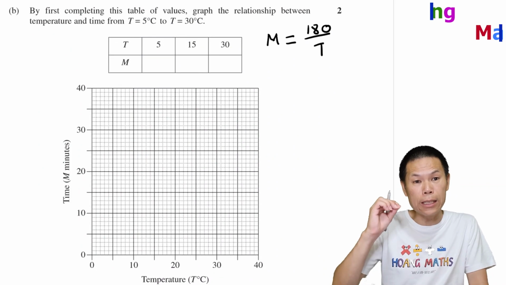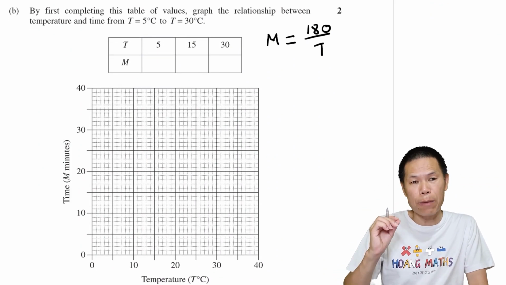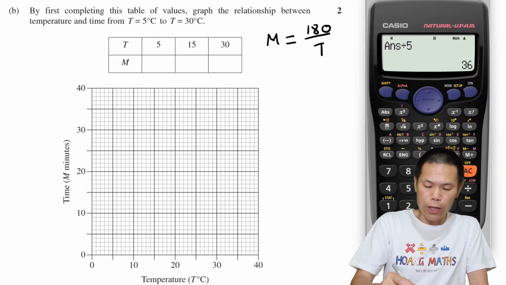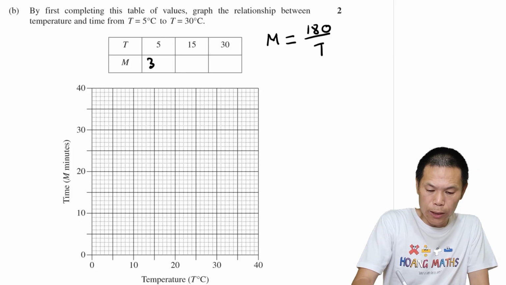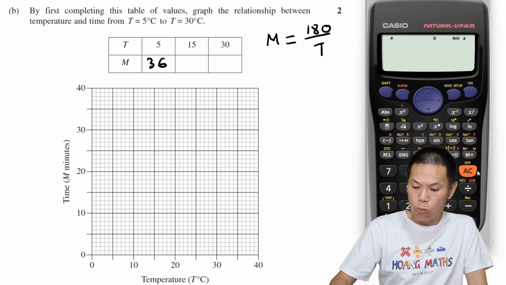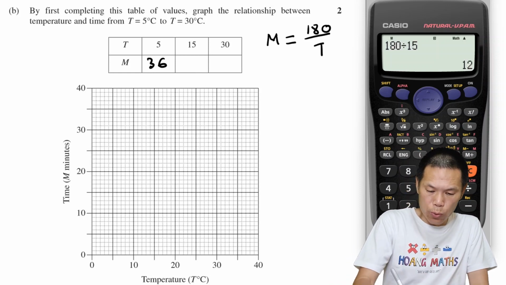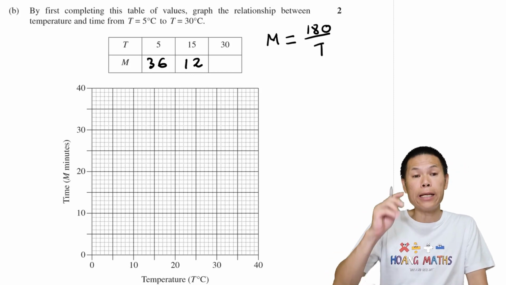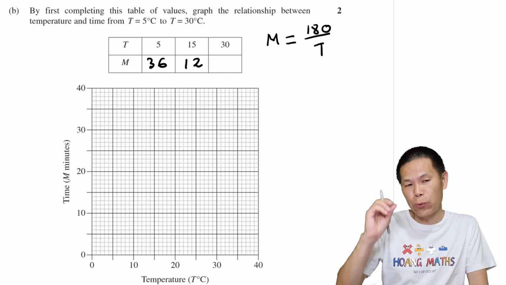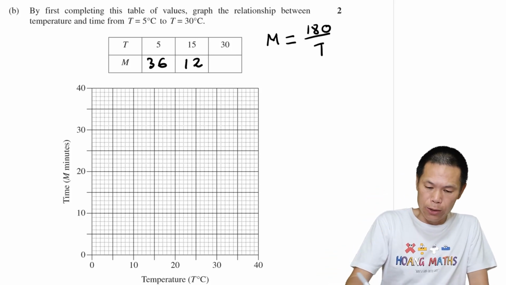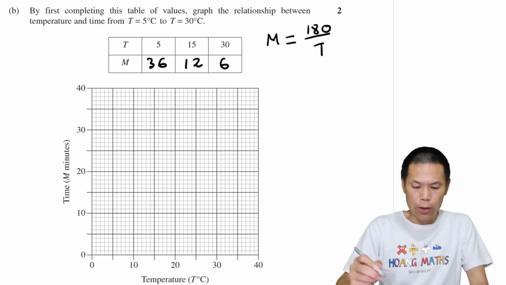So when T is 5, 180 divided by 5 is 36. And when T equals 15, 180 divided by 15 equals 12. When T is 30, that is 180 over 30. So we cancel the zeros, so that becomes 18 divided by 3. So that is 6. So there you go.